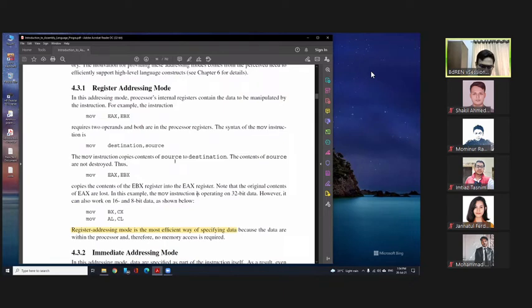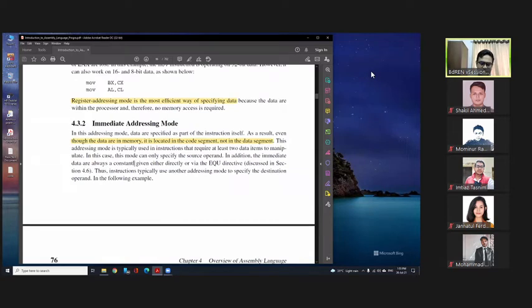That's why we cannot use all the registers every time. Okay, that is the reason. The next one we have discussed is immediate addressing mode.